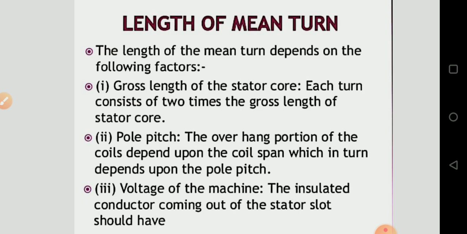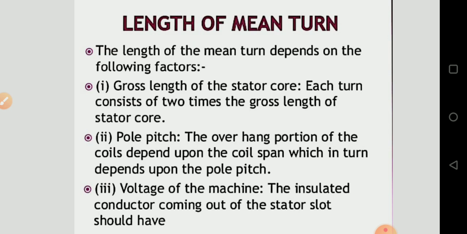Now the length of the mean turn depends on the following factors. First is the gross length of the stator core. Each turn consists of 2 times the gross length of the stator core. And next is pole pitch. The arc length between two adjacent poles on the stator inner circle is called the pole pitch.